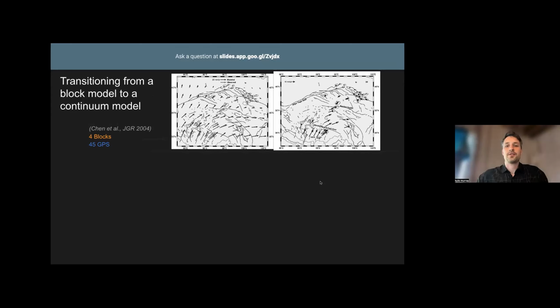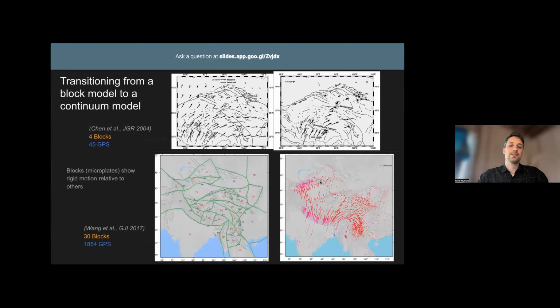Although not an extensional zone, a very clear example of this is at the India-Eurasia collision zone. This 2004 study had 45 GNSS stations and found that there were four rigid blocks with deformation concentrated at their boundaries. Later on, a 2017 study analyzed nearly 2,000 GNSS stations, which had been added throughout that time gap, and found they needed at least 30 blocks in order to properly characterize the collision zone with the block model. And there are several studies in between with incremental additions to that.